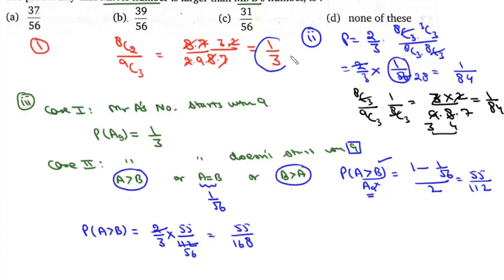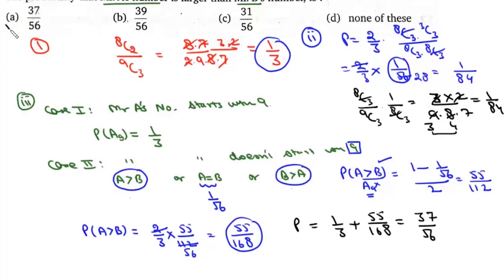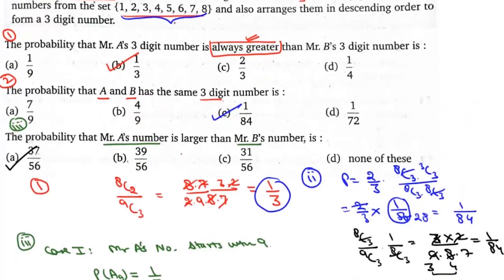Now combining the two probabilities, we get our result that the probability A's number will be greater than B will be 1 by 3 plus 55 by 168, and it will be 37 by 56, and that's your option A. So the correct options are B, C, and A.